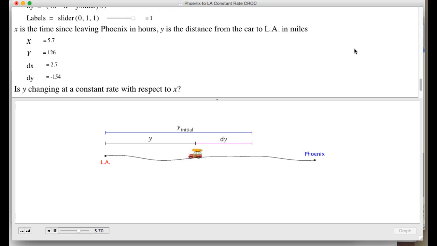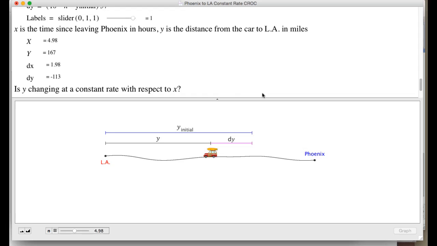Aiden: Yes, because for every x value, y seems to change at a constant rate. Is y changing at a constant rate with respect to x? What's x doing? Is x increasing or decreasing? And y is decreasing.